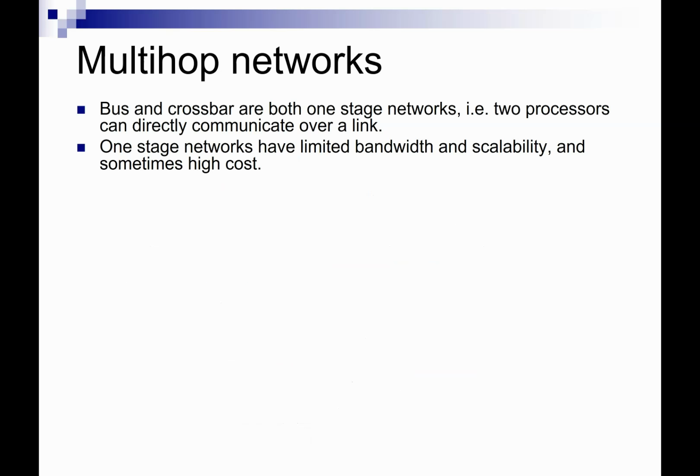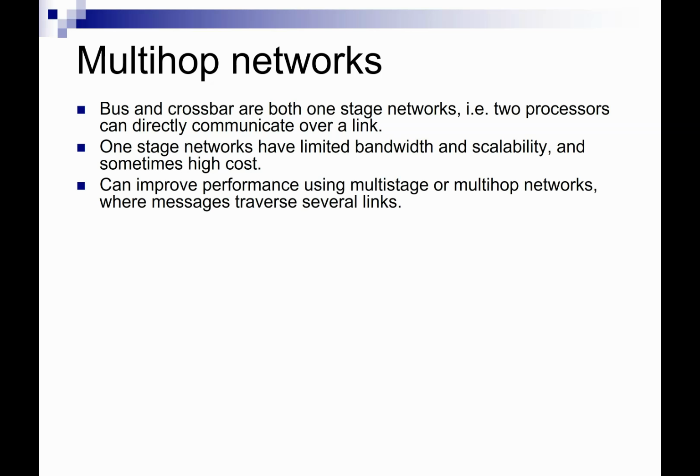Now, both the bus and the crossbar are one-stage networks, meaning that the data going between, let's say, the processor and the memory just goes through a single stage. It's not routed anywhere. Because it's a single-stage network, it's limited in its bandwidth and scalability. You can improve the performance by adding some routing to the data. Here, you can build a multi-stage or multi-hop network, where the messages go through several other processors in order to get to their destination.